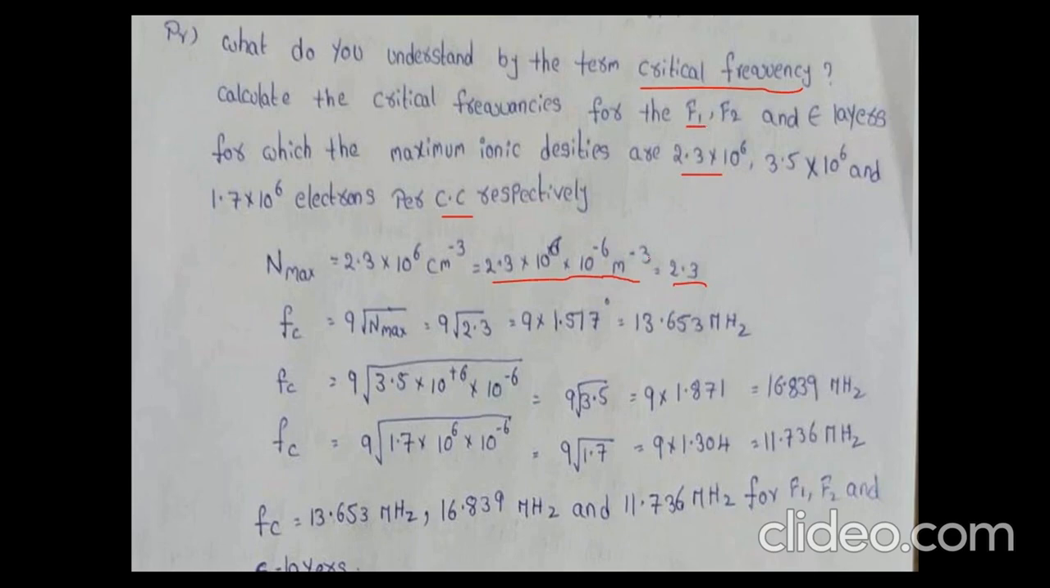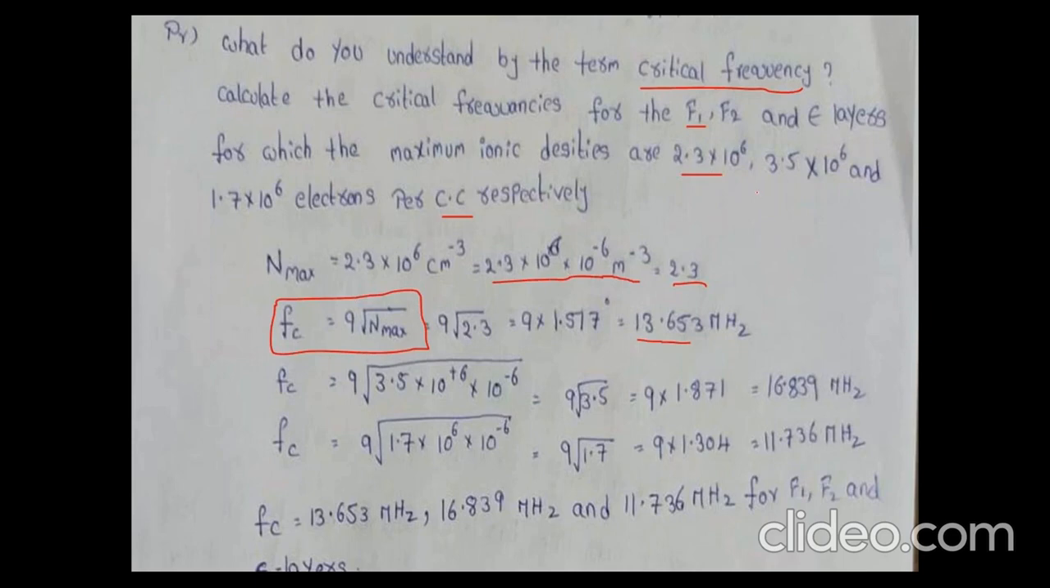Now what is the formula to calculate critical frequency? Fc equal to 9 root nm. Okay, this is the formula, 9 root nm. So 9 into root of 2.3, which comes around 9 into 1.57, which is 13.65 megahertz. Fc will always be in megahertz. Okay, next.